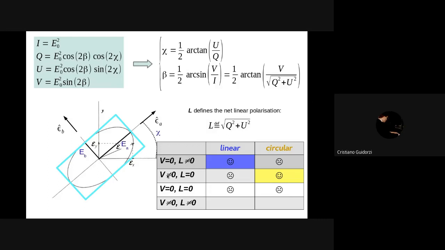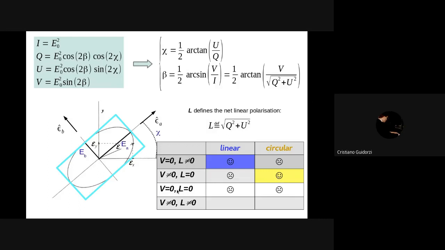But instead you have V different from 0. So for some reason, E plus or is taking over E minus, or the other way around, depending on the sign of V. So in that case, you are in the presence of some degree of circular polarization.